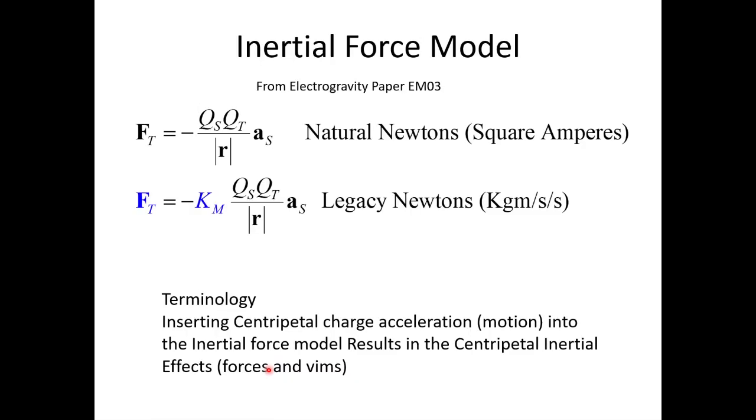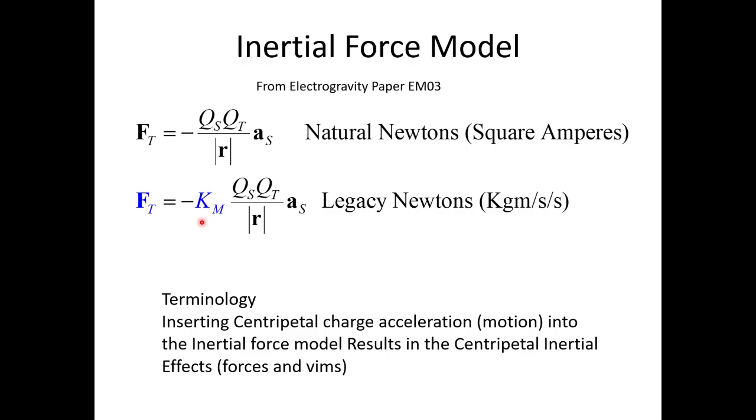This is the inertial force model from the electrogravity paper, which is paper EM03. You can find the paper at my website. I'll show you how to get to that at the end. This is the form shown in natural units. In Ethereal Mechanics, the natural Newton is square amperes. Legacy unit is kilogram meters per second squared. To convert this to legacy force, you multiply by Km. Km is mu over 4 pi.